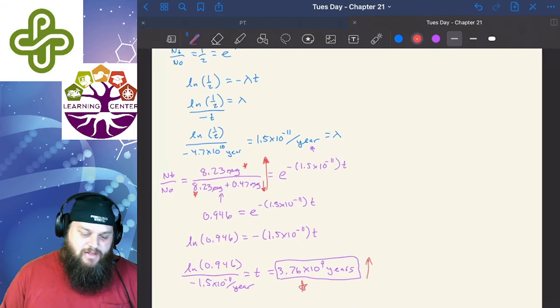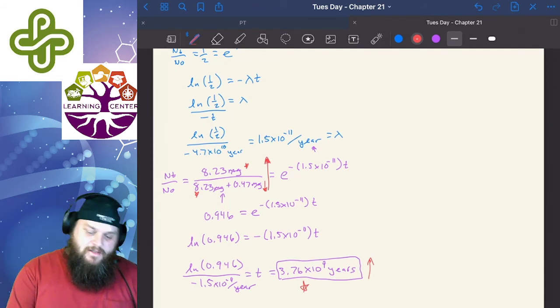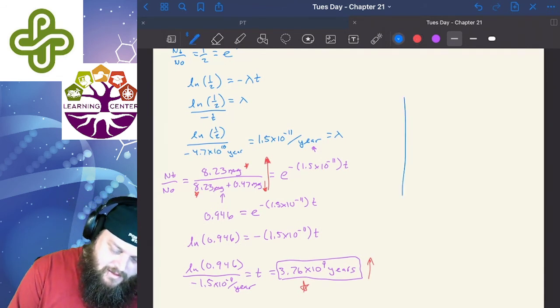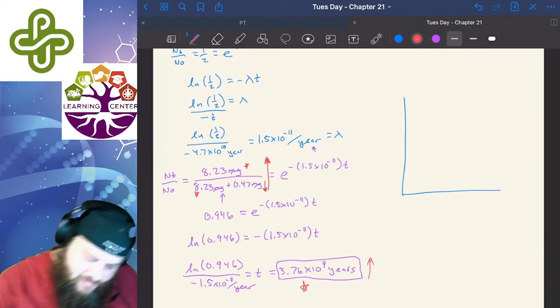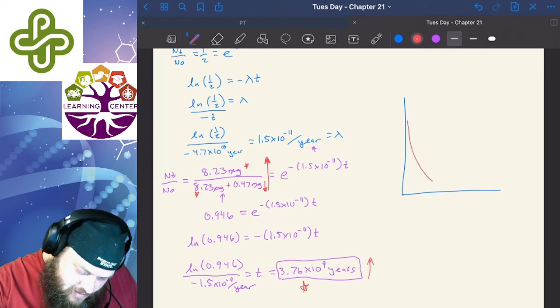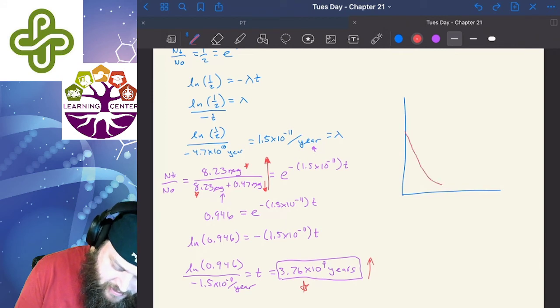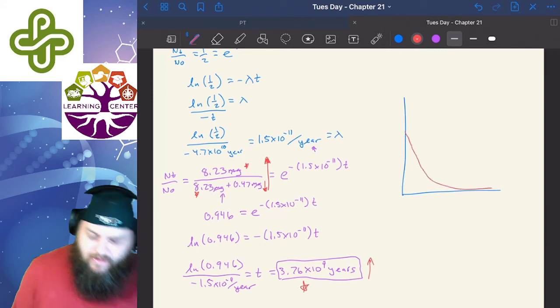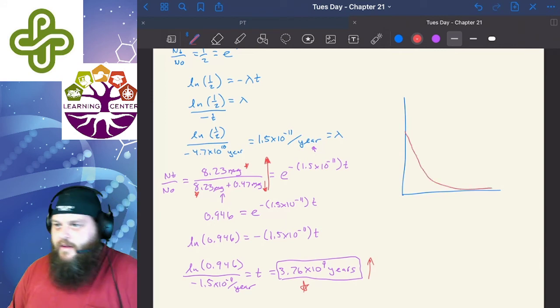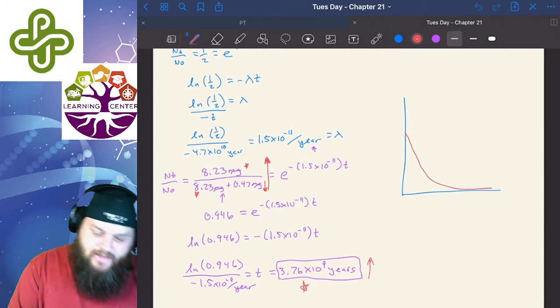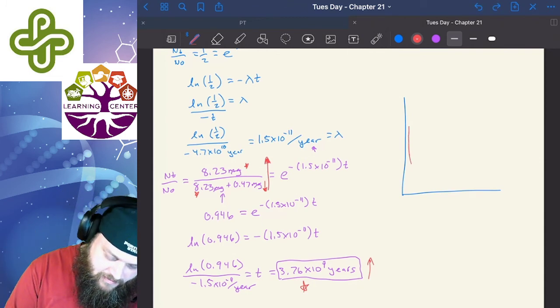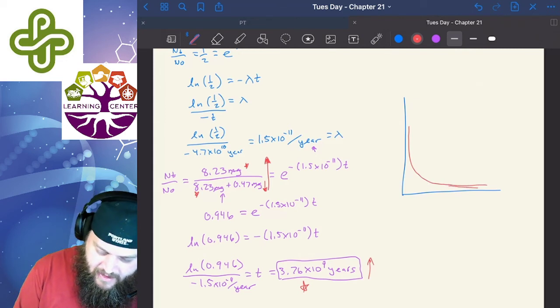And we could also see that since the graph of this would be an exponential decay, which looks something like this, it would have a steep slope going down, depending on your rate of decay. And this would decay off into nothing eventually.